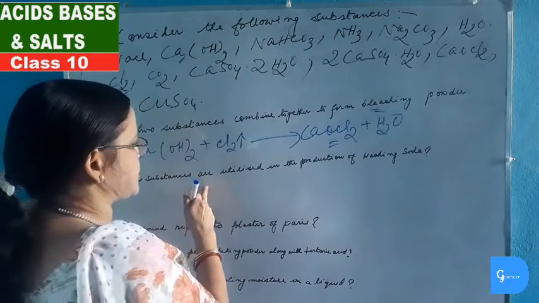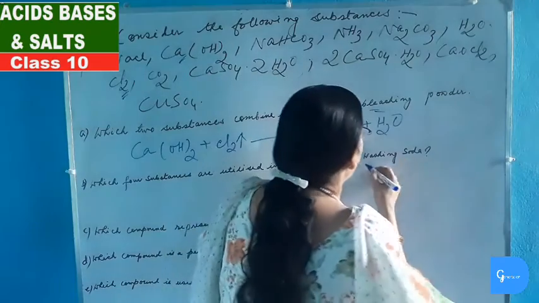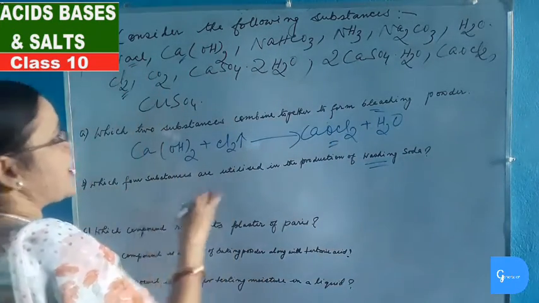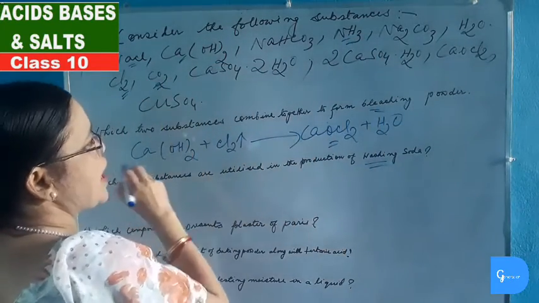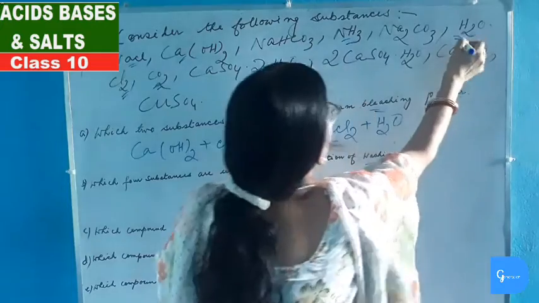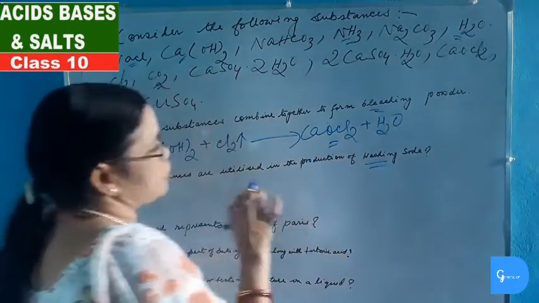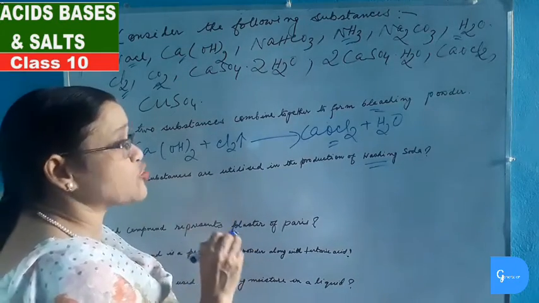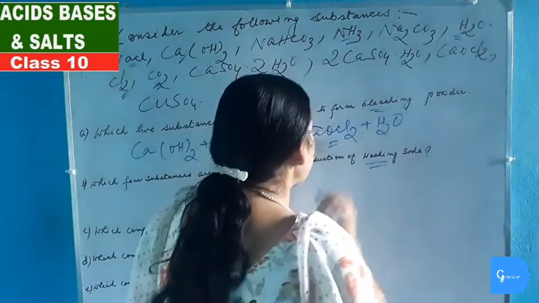Which four substances are utilized in the production of washing soda? For preparing washing soda, we know that brine is needed, ammonia is needed, carbon dioxide is needed and water is needed. When these four substances combine together, then it gives sodium hydrogen carbonate or baking soda. Sodium hydrogen carbonate is also known as baking soda, and when baking soda is heated, it gives washing soda.